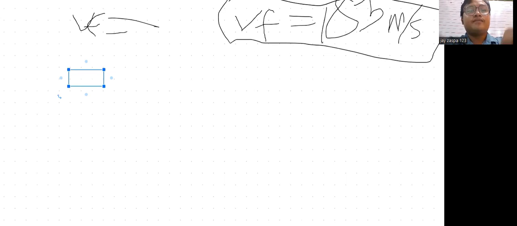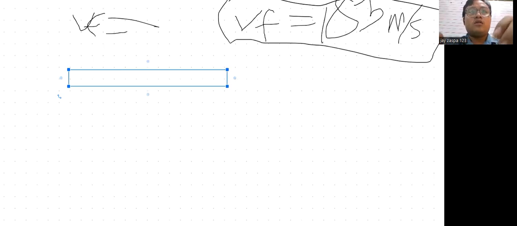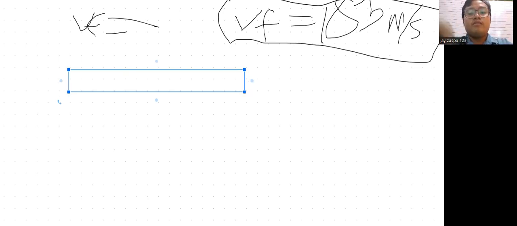What is the total time of the car that traveled 30 meter per second in its initial velocity and with 40 meter per second for the final velocity? Let's just make it simple.